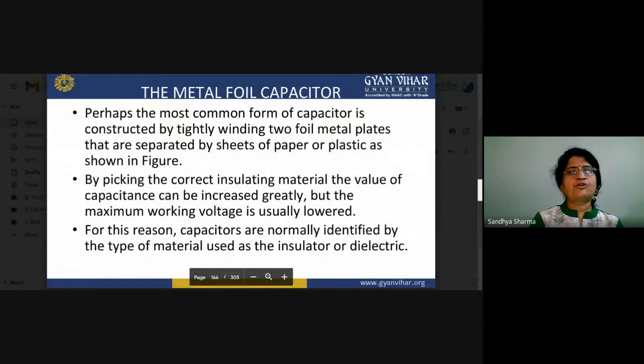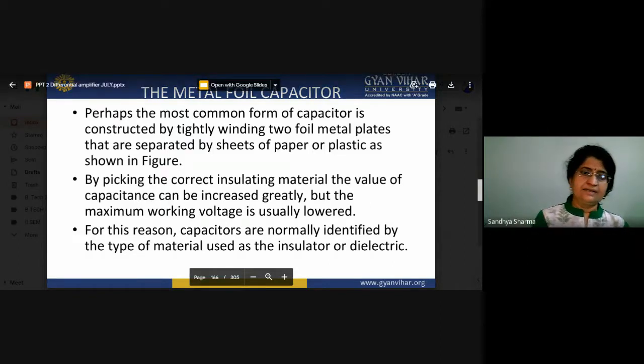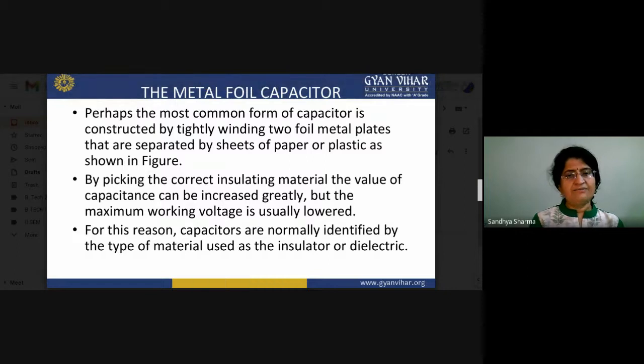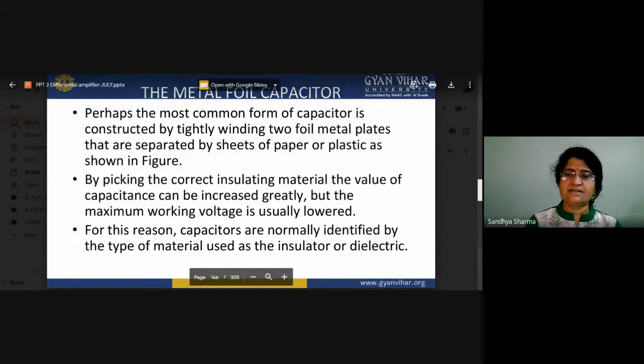The most common form of capacitor is constructed by tightly winding two foil metal plates that are separated by a sheet of paper or plastic. So two conducting plates are separated by a non-conducting material. By picking the correct insulating material, the value of capacitance can be increased greatly. So if you use the proper insulating material, the capacitance value will be increased, but the maximum working voltage is lower. For this reason, capacitors are normally identified by the type of material used as the insulator or dielectric.